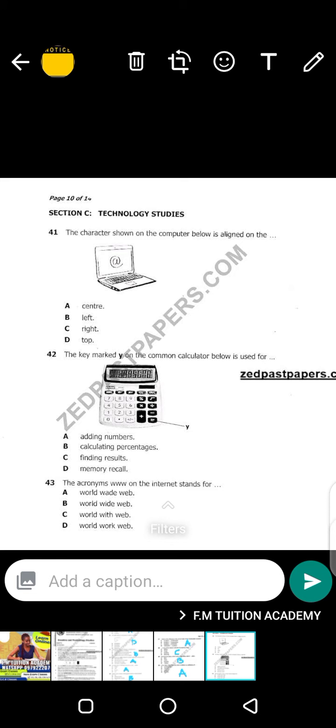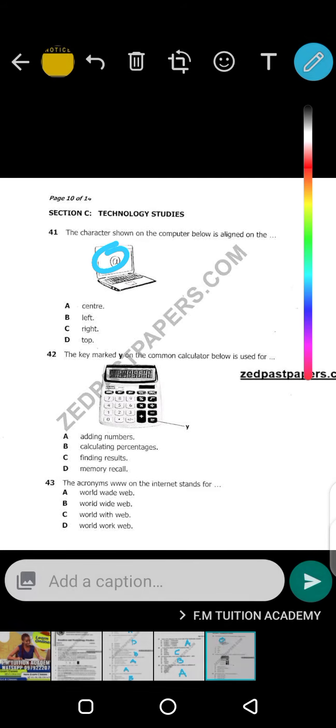The character shown on the picture below is aligned on what? It is on the center. Have you seen this character here? This one. It's on the center. So it means the answer here is A. You see, it is located on the center there. So it's A. It's on the center. That thing on the screen there.